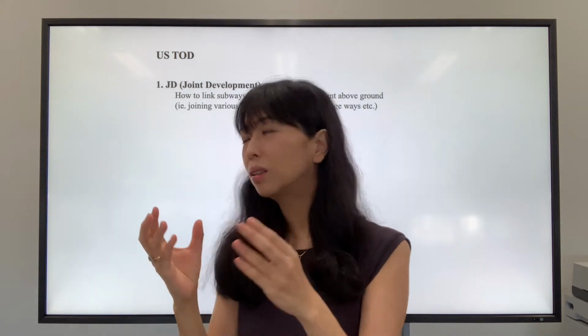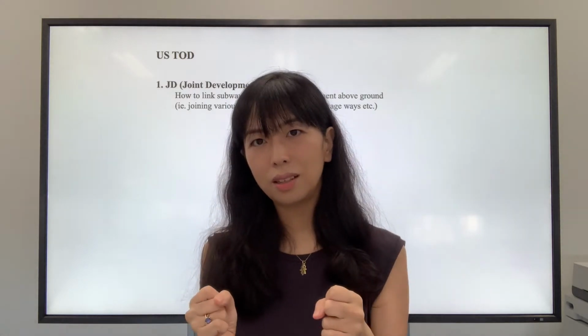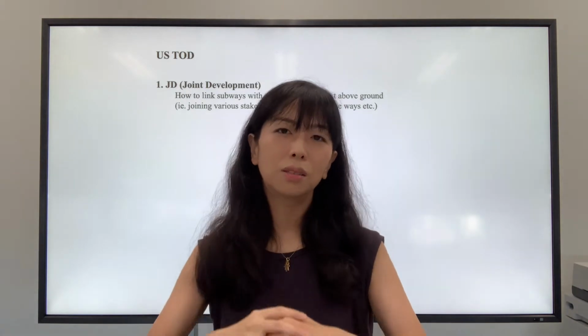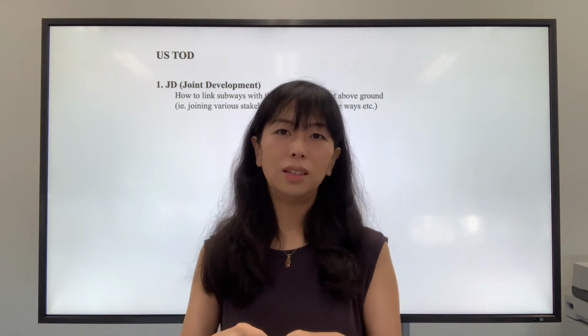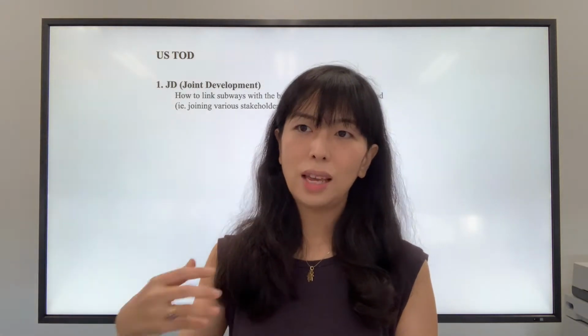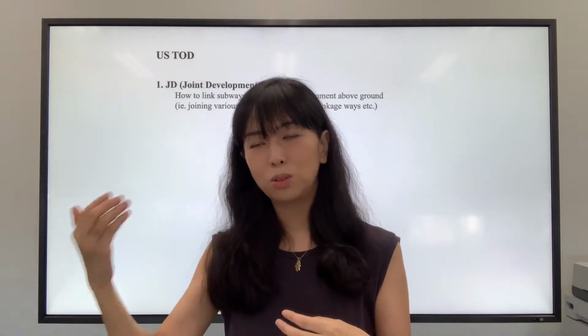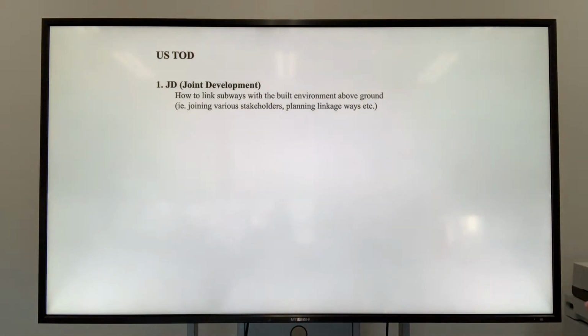And so the joint development allows these stakeholders to negotiate, and then you are able to link the different levels together so that the users will have a very convenient linkway to exit from the subway and also to enter from the ground level to the subway. So this is the first concept, which is the joint development.